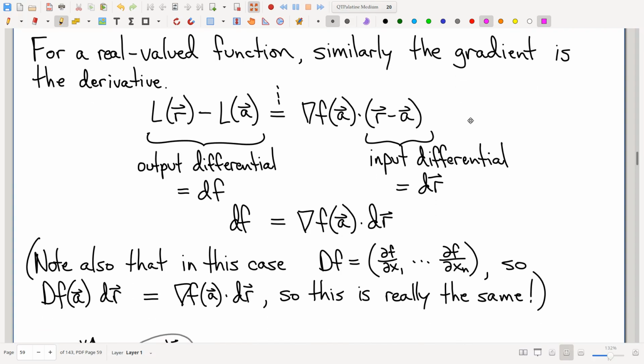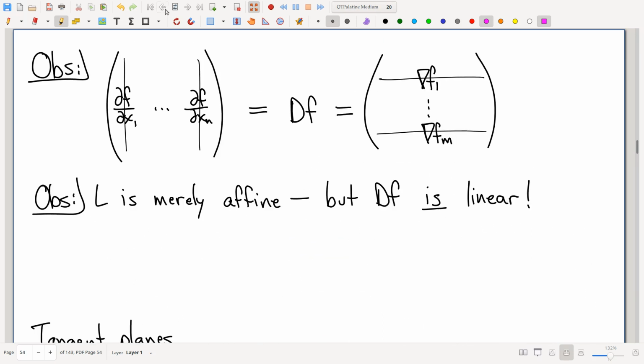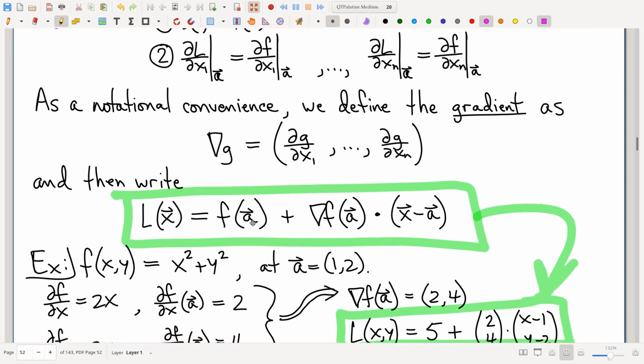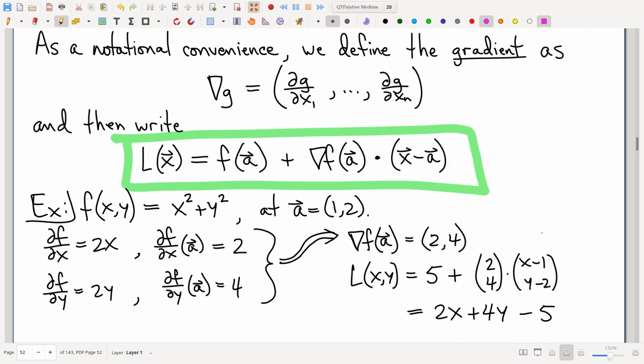Now, we kind of leapfrogged over this formula right here, when you have a real valued multivariable function, right? Remember that the idea is that you can use dot product with the gradient to produce this form of the linear approximation. So this is not, as written, derivative matrix times input differential. It's a vector dot the input differential.